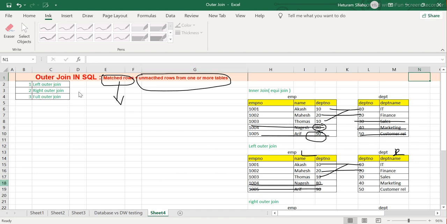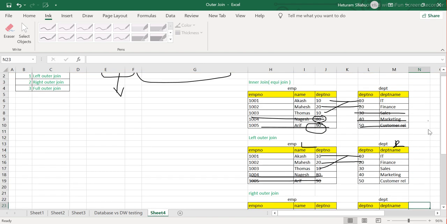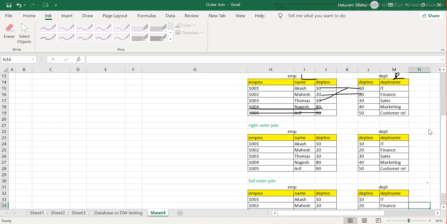Now guys, what is a right outer join? It is very similar. If I consider these two tables, again we consider the matching rows. So the matching will be these three, which will always be there: matching rows from both tables and unmatched rows from one of the tables. In this case, the right table is this and this is the left. So all the rows in the right table which are not matching will be displayed, and on the left-hand side it will be displayed as null if they are not matching.